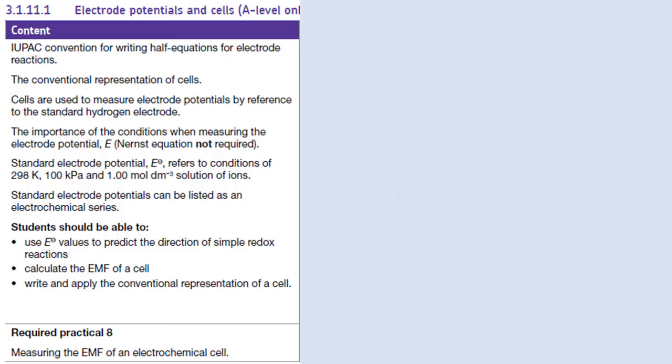Okay, time to have a spec check then and see where we're up to and what we've done. So are you pack convention for writing half equations for electrode reactions? Yes, that's the idea, that you always have the forwards reaction as a reduction. Okay, so that's forwards reaction is always a reduction and it's an equilibrium. Conventional representation of cells, yes. Okay, so next lesson is going to move into looking at how we actually measure electrode potentials and what electrode potentials actually are, and using that standard hydrogen electrode. So look out for lesson 2.